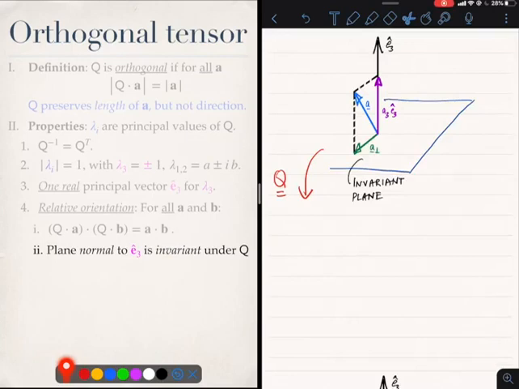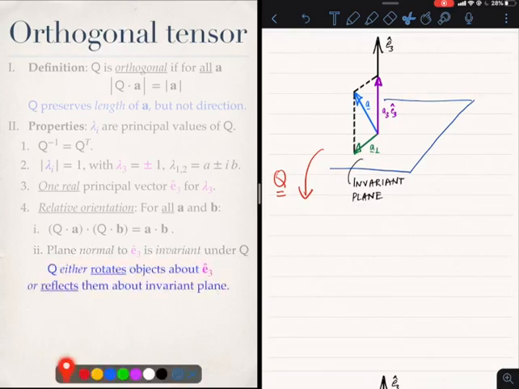So we now ask ourselves, what are the consequences of the normal plane to E3 being invariant under Q? The consequence is that we now realize that the orthogonal tensor Q will either rotate objects about E3 or reflect them appropriately about the invariant plane. So what do I mean by that? Let's understand that by the picture over here.